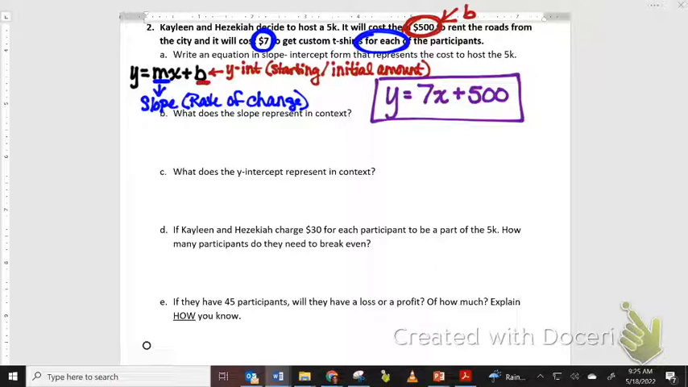Part B, what does the slope represent in context? So what does the 7 mean? $7 for a t-shirt. So you just buy one t-shirt and you're good? For each participant. $7, increase or decrease? Increase in cost for each participant's shirt.